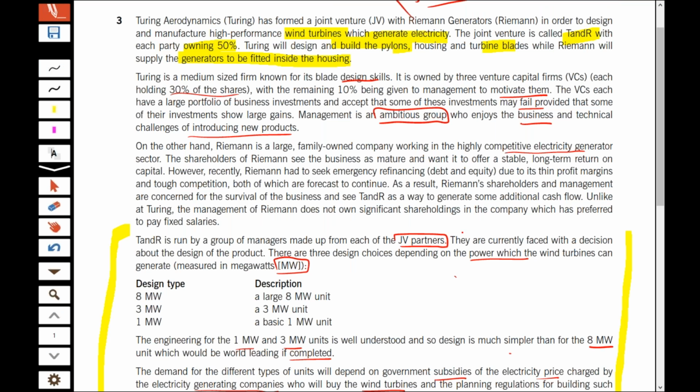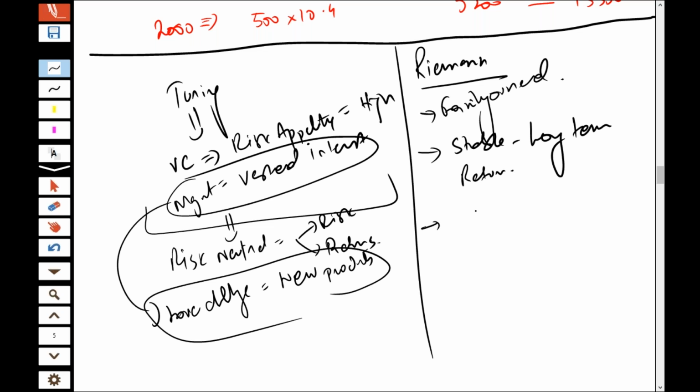Now, what else is there? It says that, however, recently Raymond had to seek emergency refinancing due to its thin profit margins and tough competition, both of which are forecast to continue. As a result, Raymond's shareholders and management are concerned for the survival of the business and see T&R as a way to generate some additional cash. So they are ideally going to be risk averse. Family-owned business, looking at this business as a mature business. So these are the certain factors.